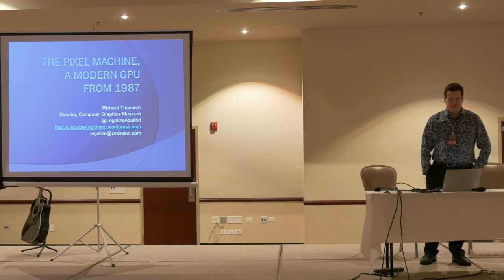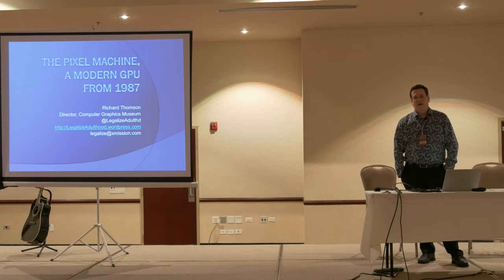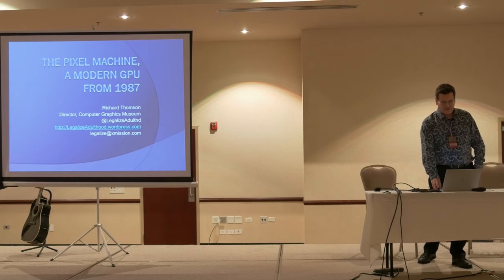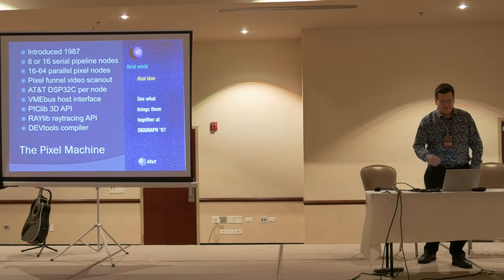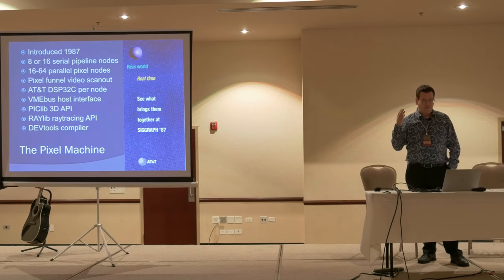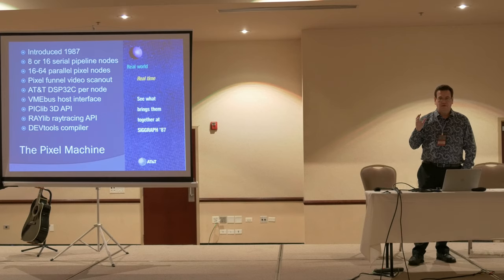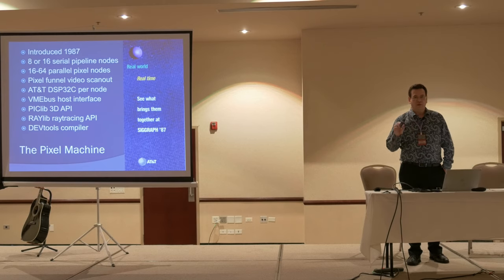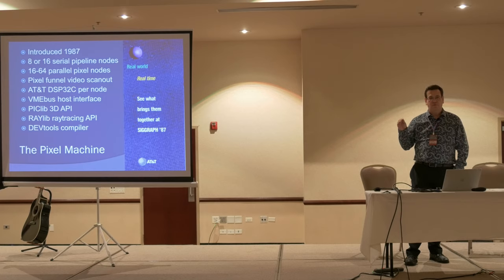Okay, so today we're going to talk about the Pixel Machine. This is a device from AT&T, came out in 1987. And the Pixel Machine is a group of parallel processors that are arranged in different groups of nodes, and there is a pixel pipeline that is either 18 or 16 serial nodes that daisy chain feed into each other.